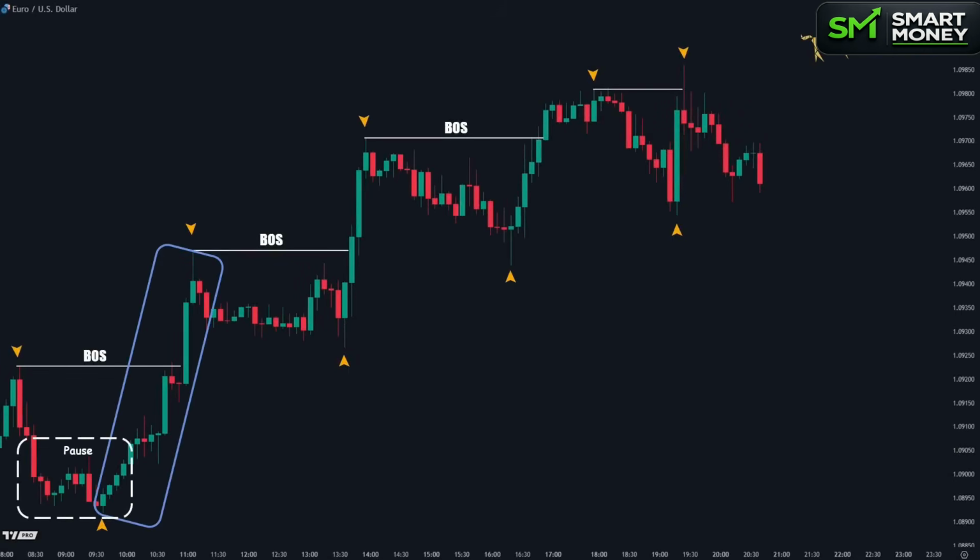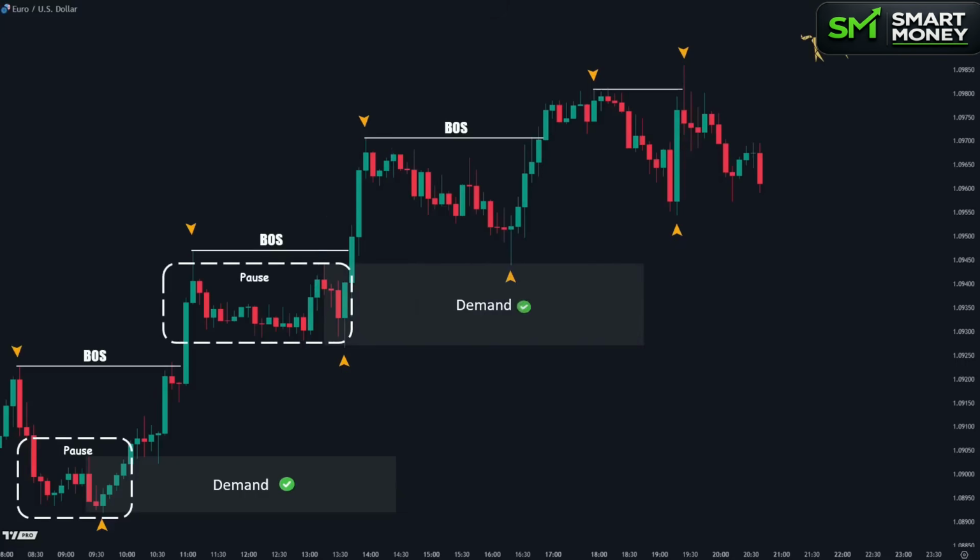For example, in this case, the last two consecutive down-close candles formed after a temporary pause and before the expansion move. Together, they create an unmitigated demand zone. Here, we have another demand zone formed by these three consecutive down-close candles. They appeared after a short accumulation phase at the origin of the impulsive move that broke the previous high.